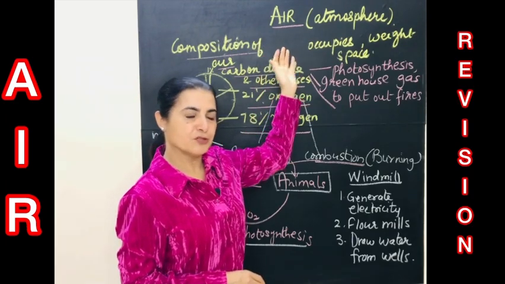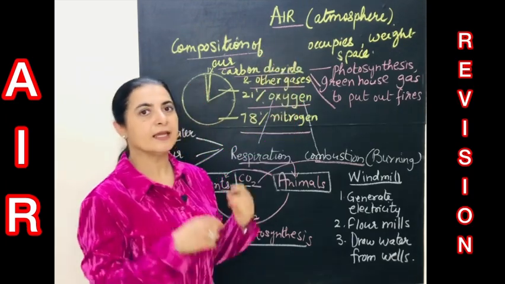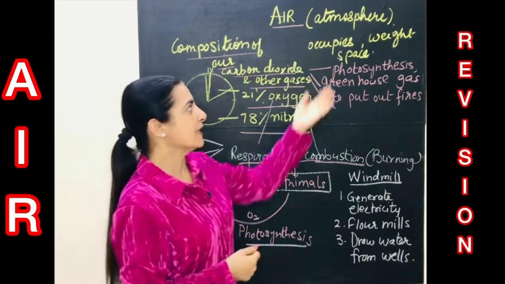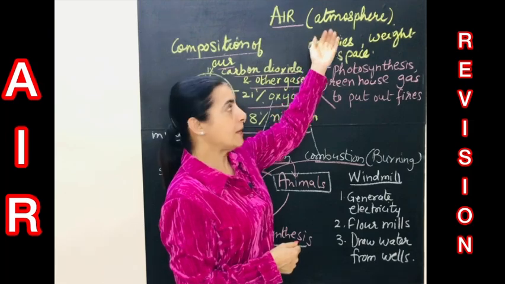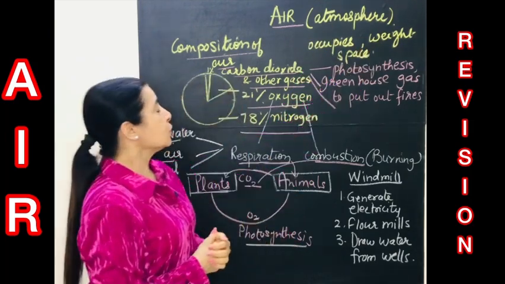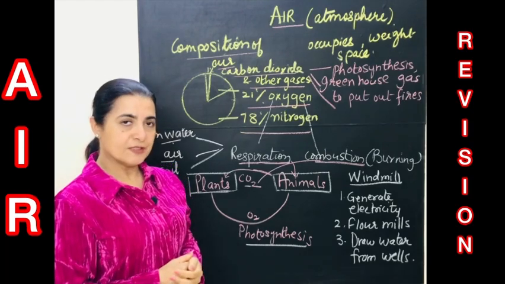Now, next topic for revision students. We all know that the air is surrounding us from all sides, and this envelope of air is known as the atmosphere. Do remember that air occupies space and it has got weight. We also need to know what is the composition of this air.